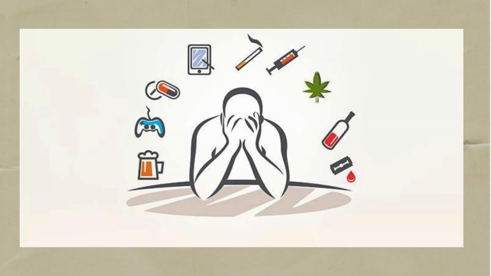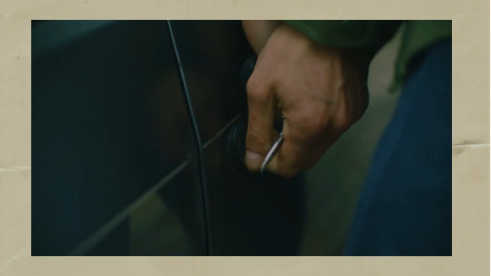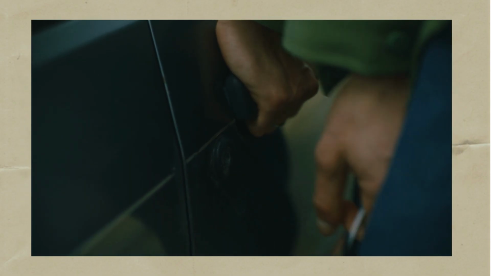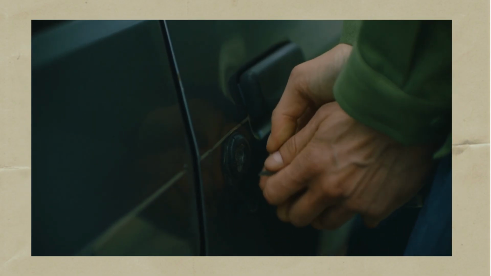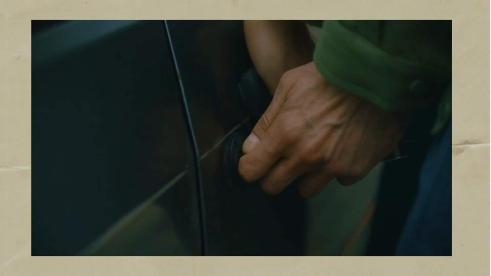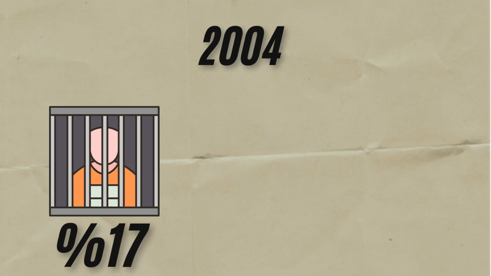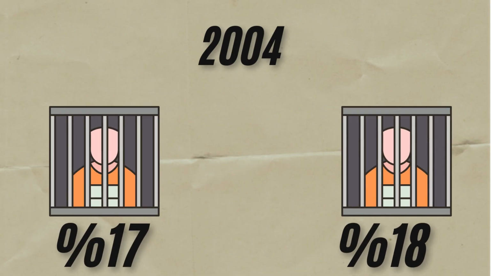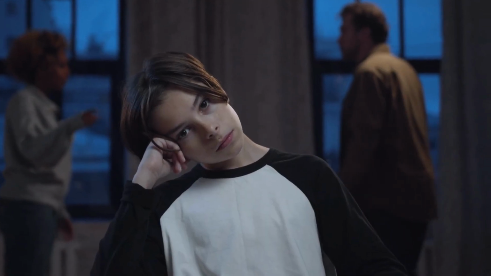People with drug addictions are more likely to be arrested for acquisition crimes, such as burglary or shoplifting, or for robbery and possession of stolen goods. These crimes are often related to feeding the habit. For example, in 2004, 17% of state prisoners and 18% of federal prisoners said they committed their current crimes to obtain money for drugs.